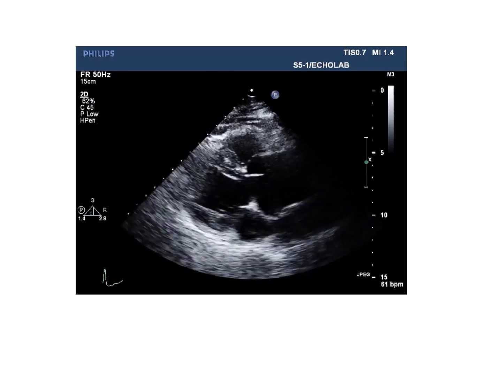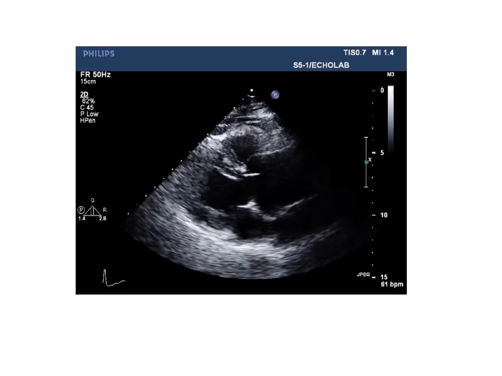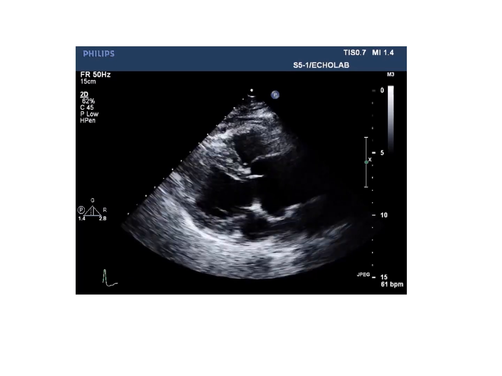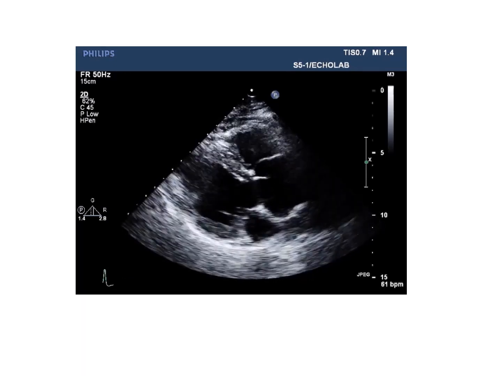This is the patient's transthoracic echo. This is the parasternal long axis view. You can see that the heart function is normal. Once again, you see the aortic root aneurysm that you saw on the CT scan, and the aortic valve leaflets here look nice, thin, and pliable.